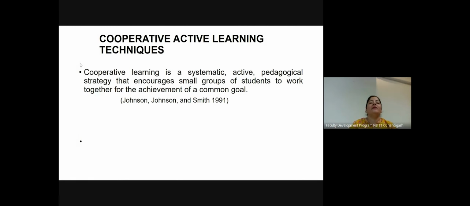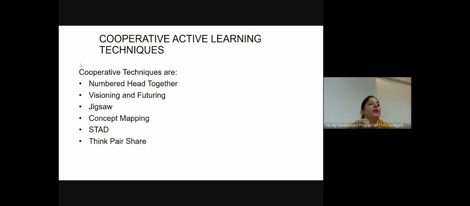Second is cooperative active learning strategies. So cooperative active learning strategy means when the group of students is 3 to 4 only. जब हम अपनी क्लास को ग्रुप्स में डिवाइड करेंगे, in a group there are only 3 to 4 students who are working for a common goal. So those 3 or 4 students will work for the common achievement.